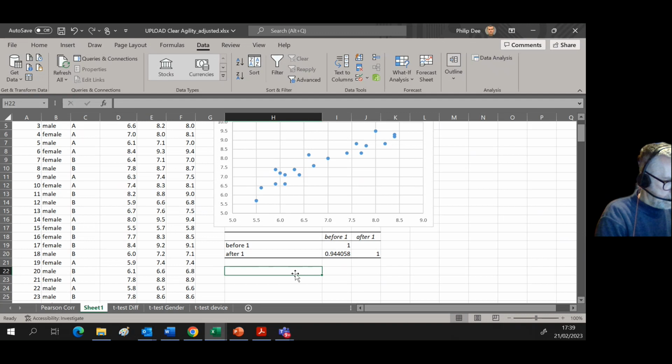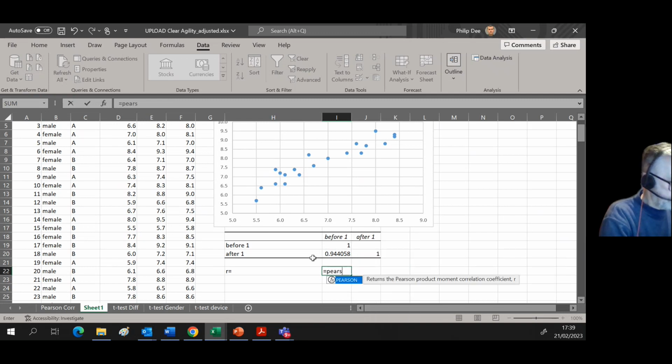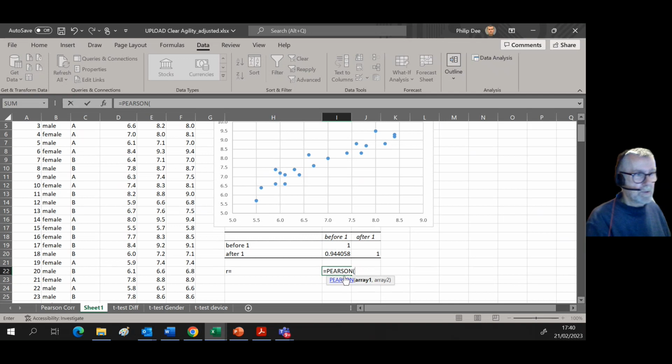So R equals, now this is not a formula, this is me labeling. I'm going to use the tab key to go to the next cell. Whenever you start a cell with the equal sign, then Excel knows we're working in formulas, and up at the top left you can often look things up, but I know it's called Pearson, so I'll just start typing in Pearson, and there it is. It recognizes the formula I'm trying to do, so I'm going to double click on that, and then it sets it up correctly.